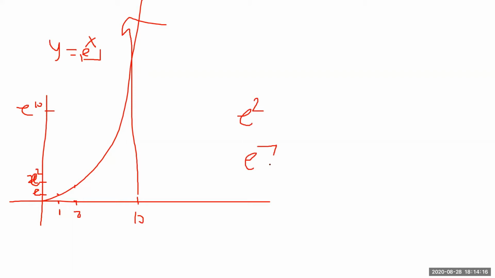You know what? I'll do it right now. E to the 7th is 1096.633158, right? Because it's 2.7 times 2.7 times 2.7 times 2.7 times 2.7 times 2.7 times 2.7. That's not even 2.7, that's the approximate value of e. It's approximately 2.7 to the 7th, 2.7 times itself 7 times. That gives you a pretty big number.